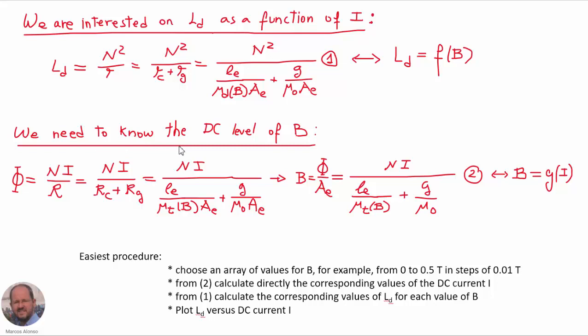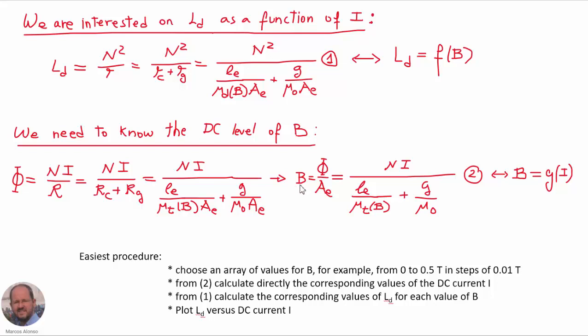So we need to know the DC level of the magnetic flux density for each level of the DC current that circulates through the inductor. For this, we can use the DC component of the flux. Using this expression, as we can see here, we can obtain at the end the DC flux level as a function of the magnetic flux density and also as a function of the DC current that circulates through the inductor.